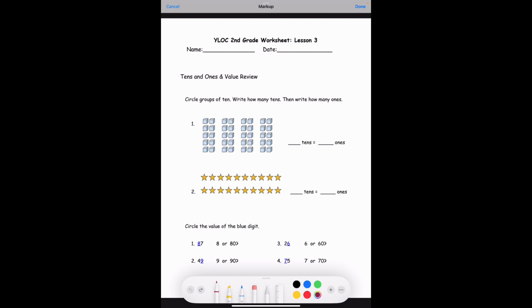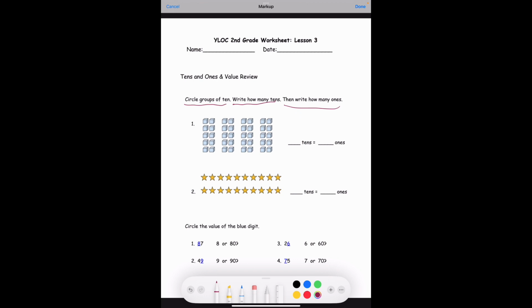Let's get right into tens and ones and value review. We did this in the last lesson, so hopefully you remember, and let's just review real quick. Circle groups of 10, write how many tens, then write how many ones. Okay, first we're going to circle groups of 10.